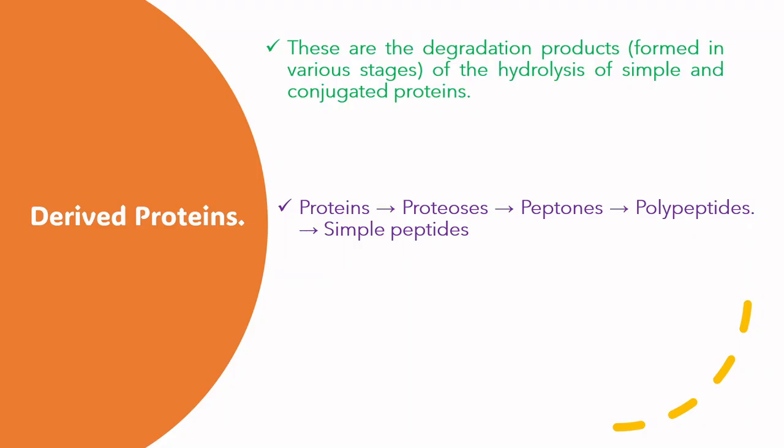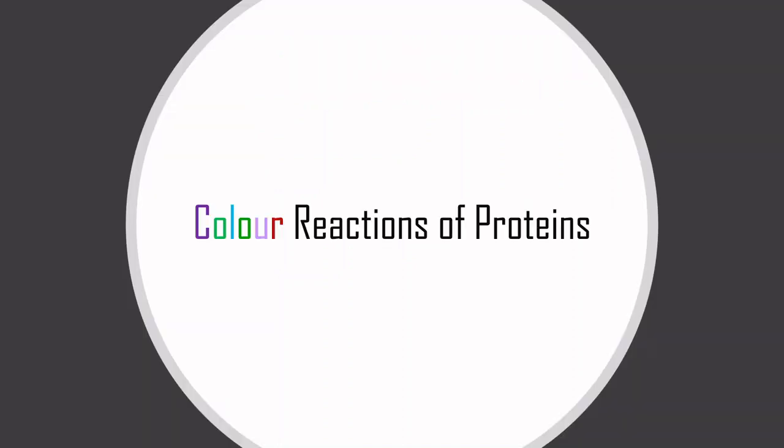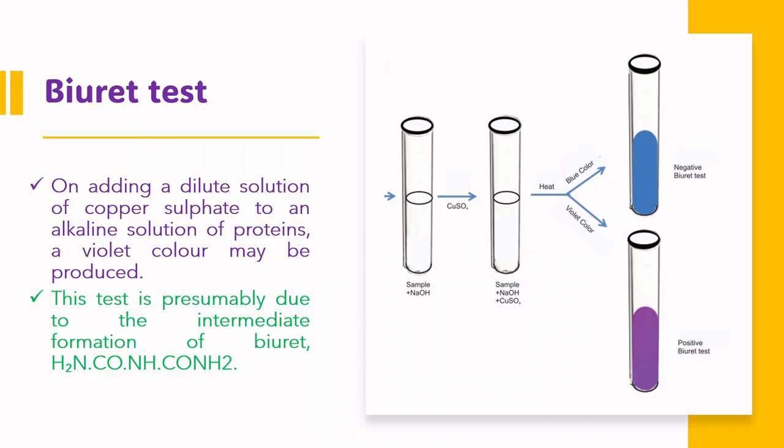Proteins can also be classified based on the function and molecular shapes, and that classification is present in your text. Kindly go through the classification. We move on to the next very important topic in protein: color reactions of proteins. Color reactions of proteins are reactions which are used to identify proteins. So, here we will be learning about 5 most important color reactions.